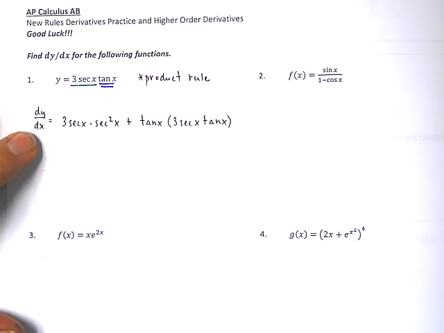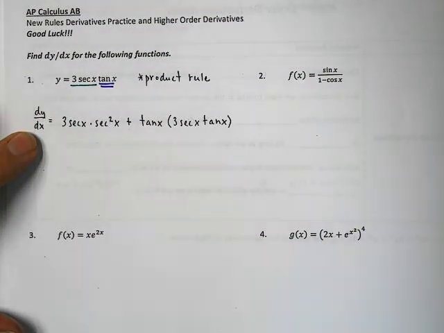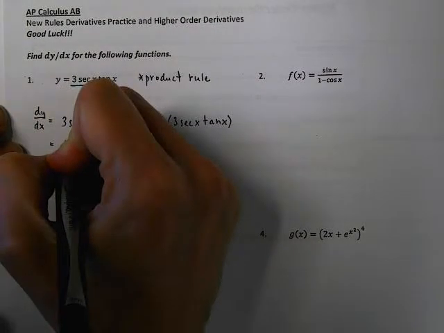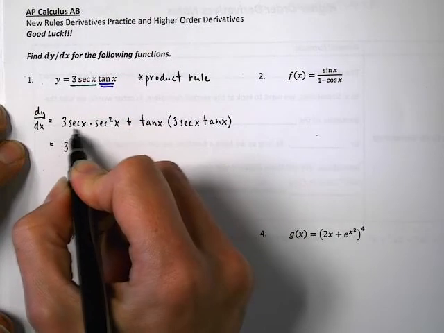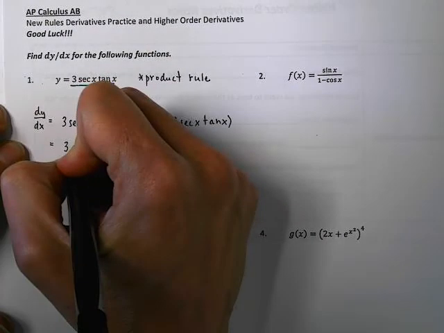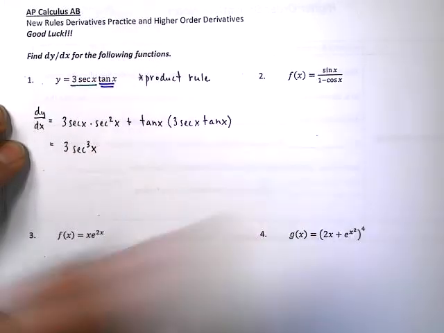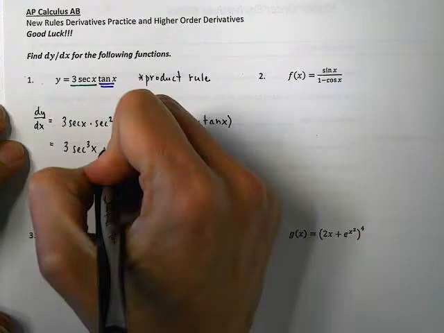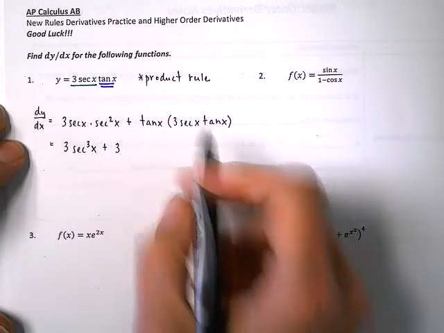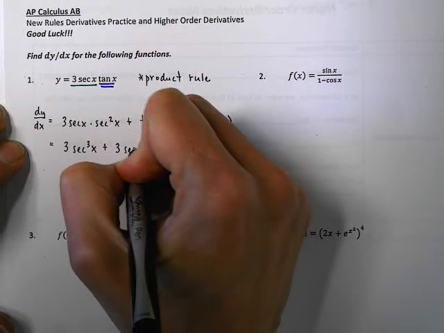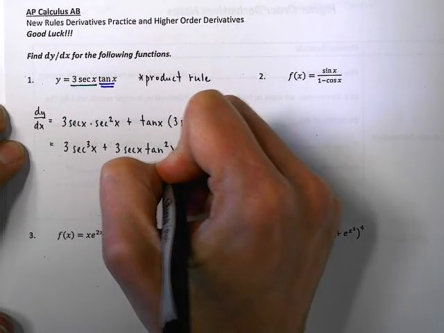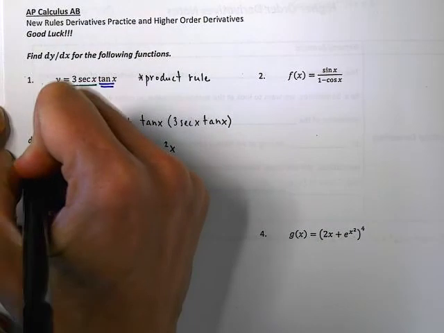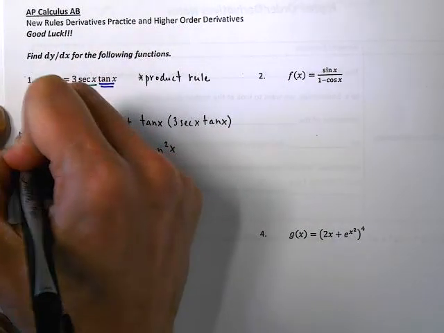So now this is the unsimplified version, right? But I'm going to go ahead and simplify it. If it were multiple choice, obviously it wouldn't look like this. So I have my 3. Here I have a secant of x times secant squared of x. So really I have 1 secant of x here and 2 here. So I can multiply those and I'm going to get secant cubed of x, plus I have 3 times, now here I have 1 secant of x, and then tangent times a tangent is going to give me a tangent squared of x. And that's my derivative for number 1.